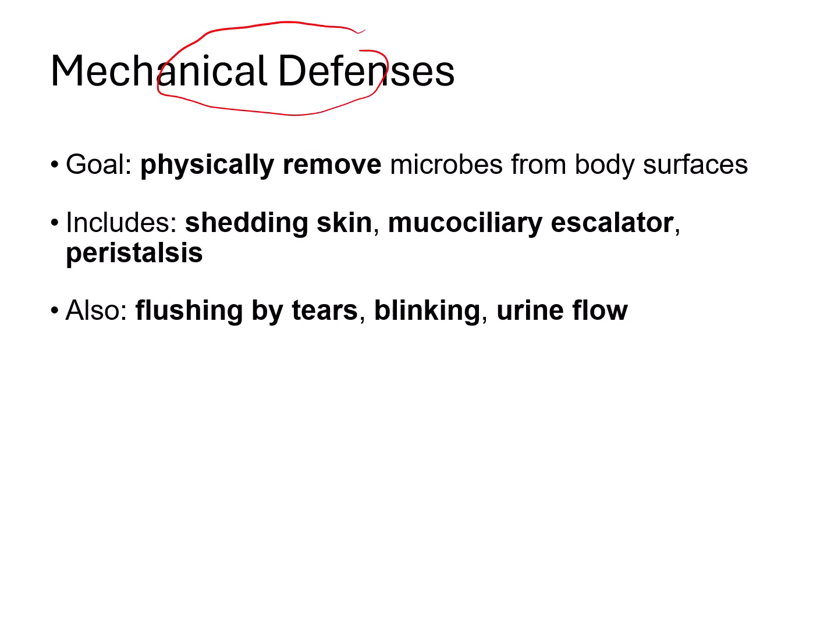Mechanical defenses are going to physically remove microbes from body surfaces, and examples include shedding of the skin, the mucociliary escalator, and peristalsis. So you can see a lot of this overlaps with the physical barriers we just saw. Mechanical defenses also include tears that can flush out microbes, blinking, as well as urine flow. Remember that these defenses do not kill microbes, but instead they're going to flush them out of the body.